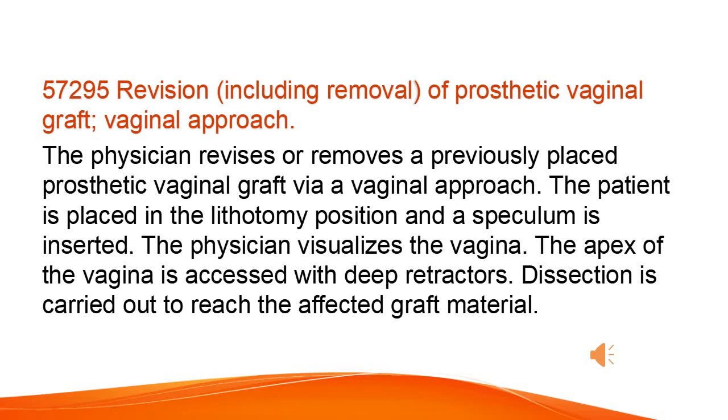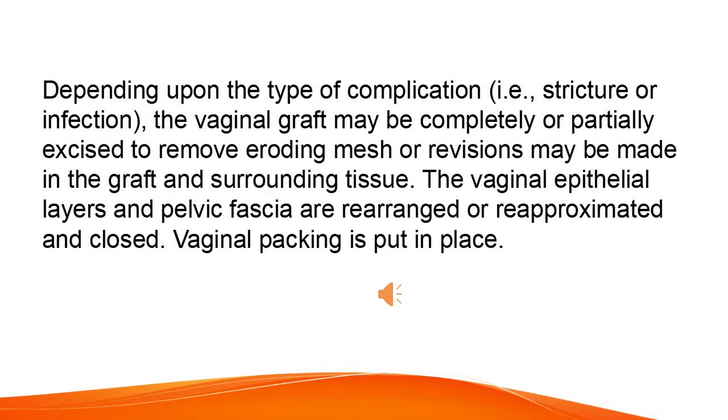The apex of the vagina is accessed with deep retractors. Dissection is carried out to reach the affected graft material. Depending upon the type of complication, i.e., stricture or infection, the vaginal graft may be completely or partially excised to remove eroding mesh, or revisions may be made in the graft and surrounding tissue.